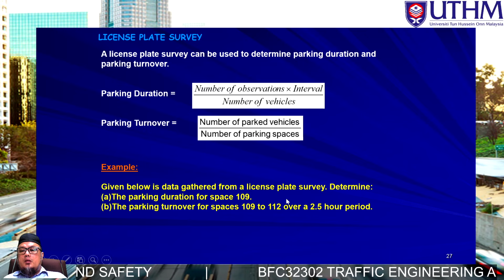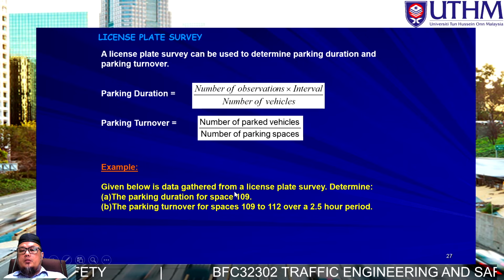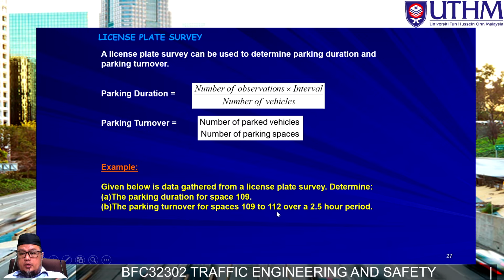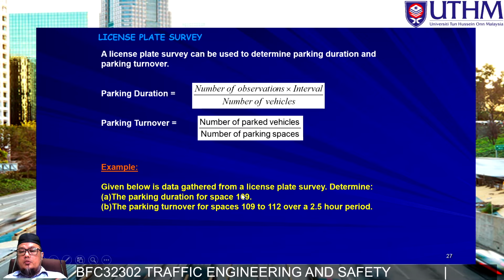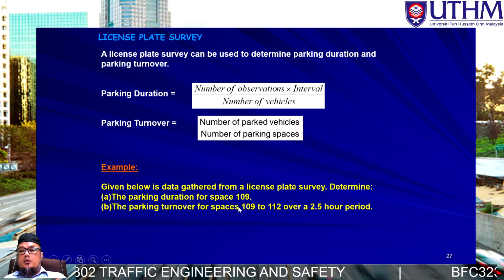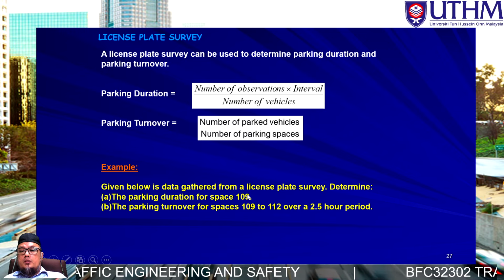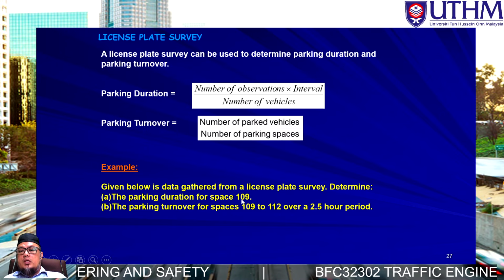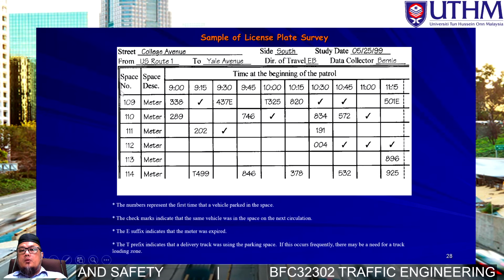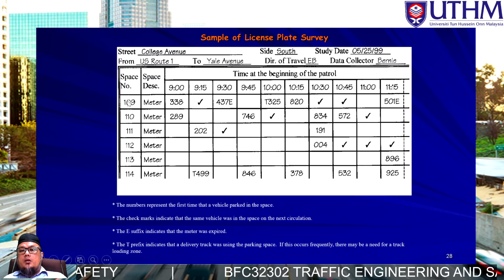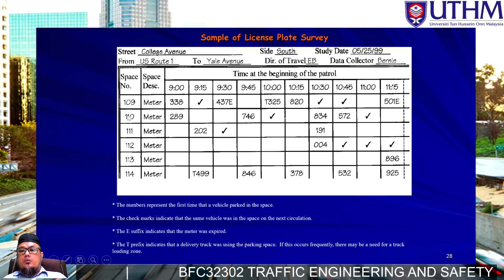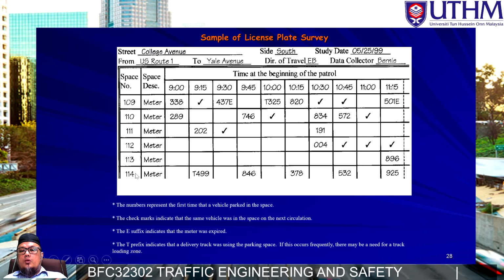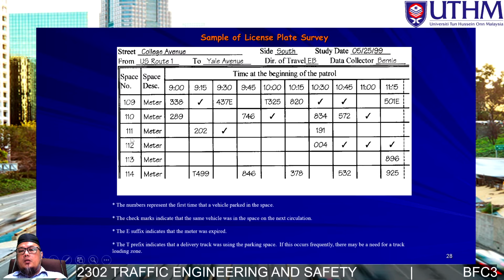Okay, determine the parking duration of space 019, and the parking turnover of spaces 019 to 112. So this refers to the space number, each individual, that specific space or lot, not the number of all the parking spaces. Just a single lot. This is the space number, or lot number: 019, 110, 111, 112, 113, 114.